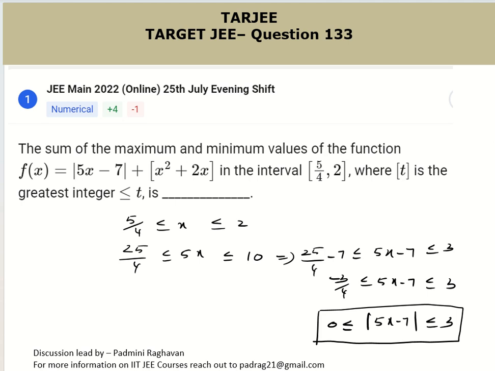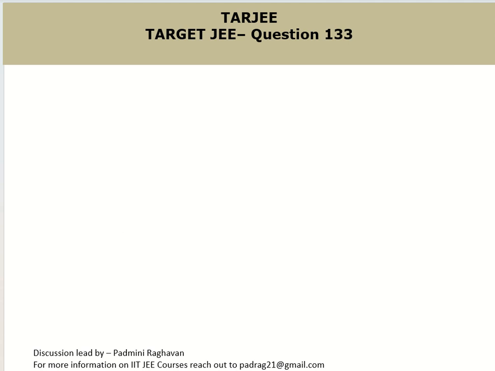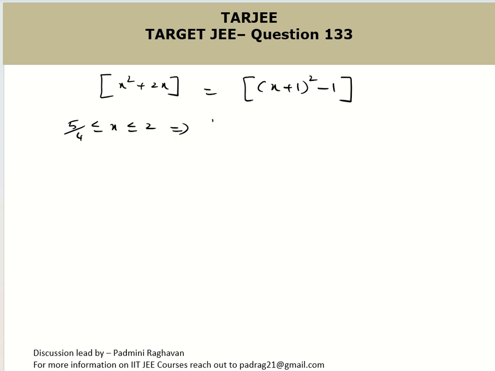Now let's try to understand the nature of GIF of x square plus 2x. If we try to understand, let's write this as completion of square. Let us write it as x plus 1 the whole square minus 1. So now let us understand the values the expression x plus 1 the whole square minus 1 takes. We already know x lies between 5 by 4 to 2. So let us add a 1. So I get 9 by 4 less than or equal to x plus 1 less than or equal to 3.